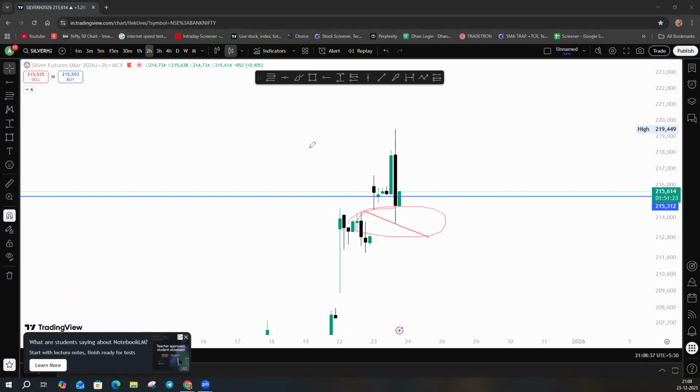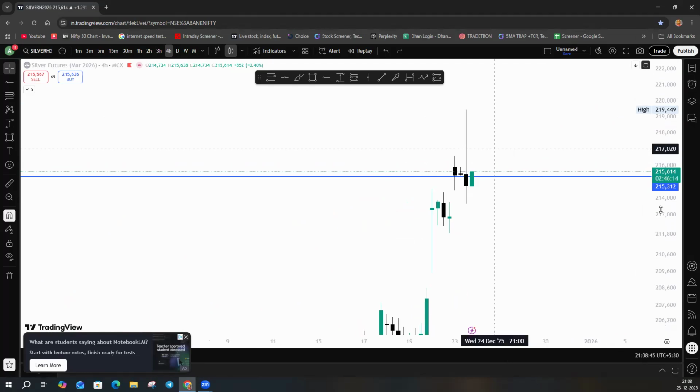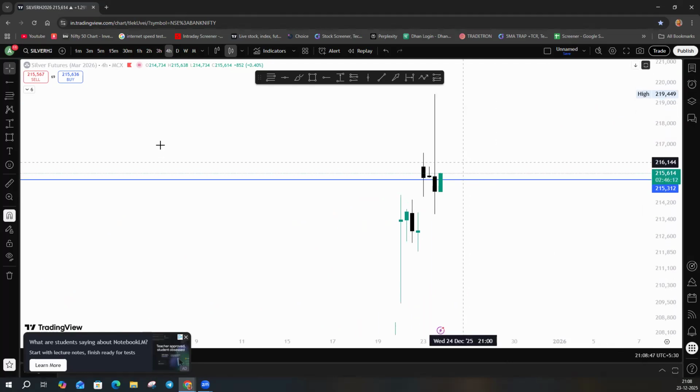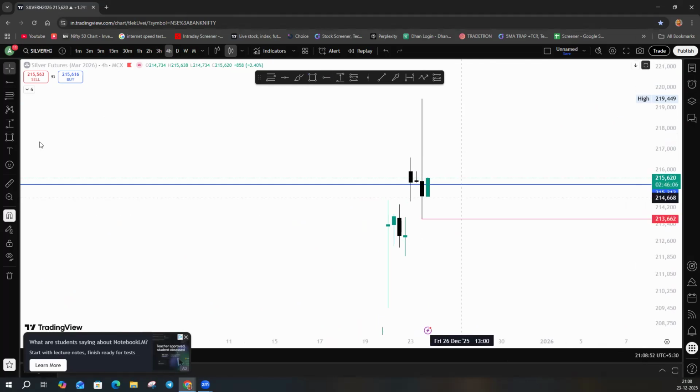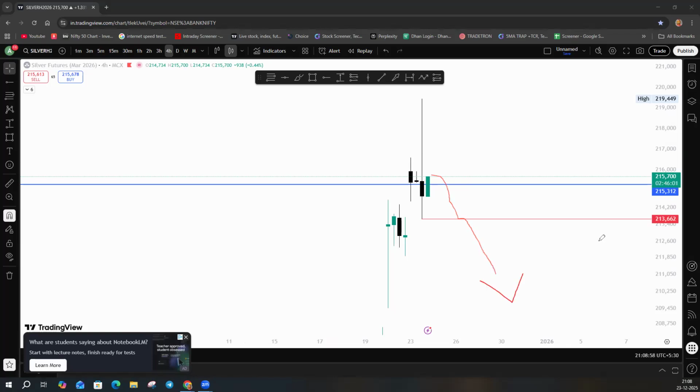So this shows that on the bigger time frame silver is becoming a little bearish. But how can we say that this can break downside? If silver breaks today's lows, which is very important, we can witness a good fall on the downside, which will take silver to the 2 lakh and 2 lakh 10,000 levels.